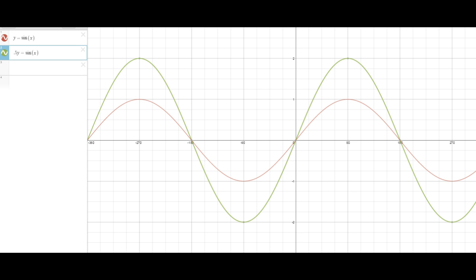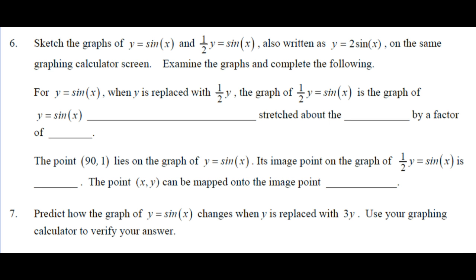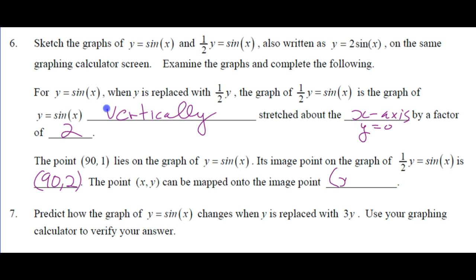Doubled. So formal language, we're going to say it is vertically stretched about the x-axis by a factor of 2. So the graph y equals sine x is vertically stretched about the x-axis, which is also the line y equals 0, by a factor of 2. So if the point (90, 1) lies on the graph, the image point on 1/2 y equals sine x is (90, 2), and the point (x, y) will become (x, 2y).